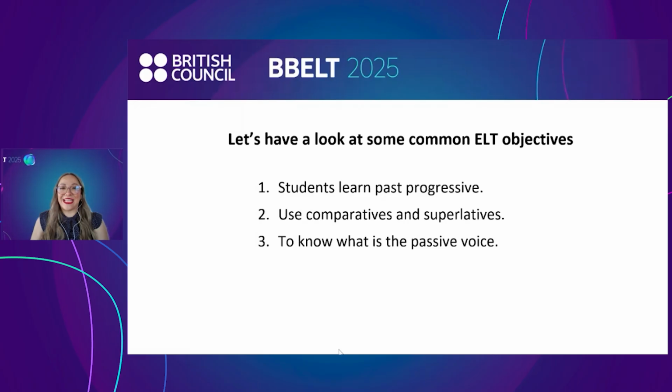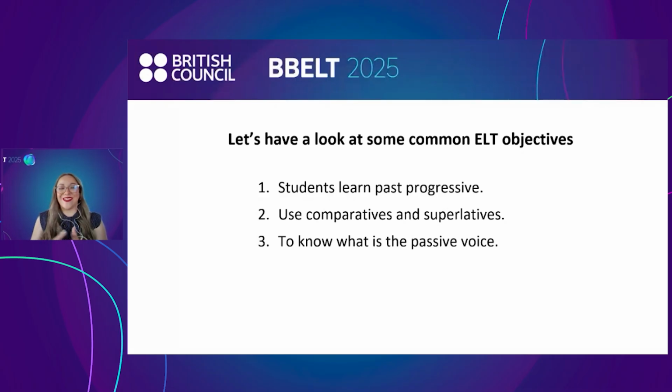So let's have a look at some common ELT objectives that I have seen in lesson planning over the years in ELT classrooms. For example, the first one says: students learn past progressive. The second one says: use comparatives and superlatives. And the third one says: to know what is the passive voice. What is not right here?